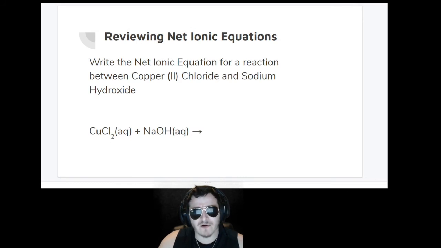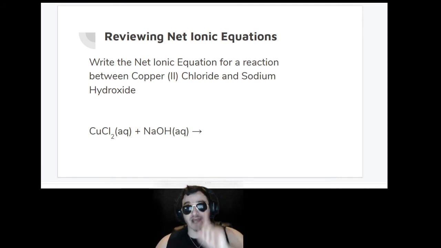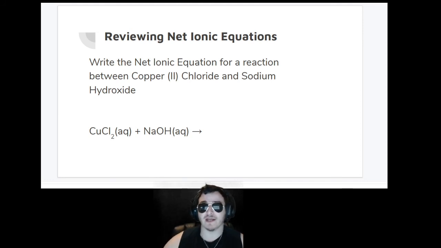So let's look at our final concept today, which is net ionic equations. Just a little brief review. We've seen it before. We're going to do it again. Essentially what's happening is these are typically double replacement reactions, and what they are going to do is they are going to either produce A, a precipitate, B, a gas, or C, water. If it doesn't accomplish one of those 3 things, it's a no reaction.